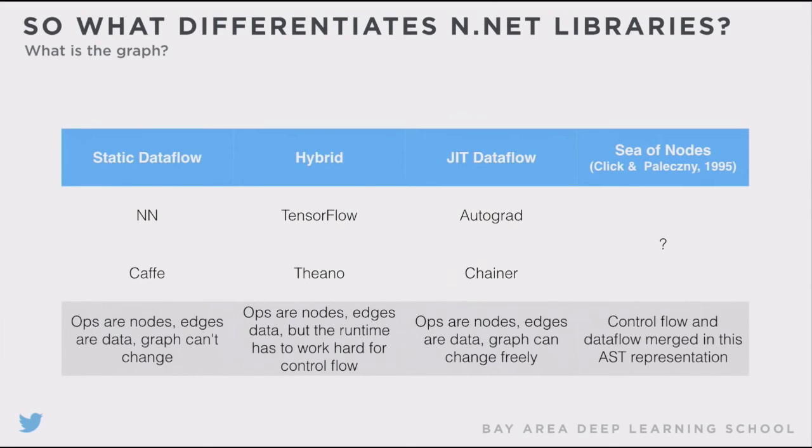There's actually another graph type that naturally expresses control flow and data flow together that I haven't seen implemented in a deep learning library. It's called Sea of Nodes from Cliff Click's thesis in the mid-90s. It seems like a really natural thing to try, and maybe that's something that comes up in the future. But that's kind of a big question mark. So maybe one of you will try that out and see how well it works.